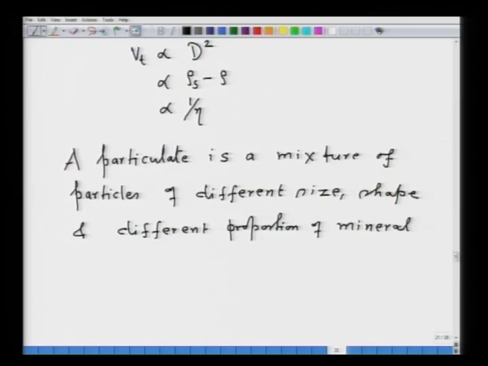When you say a particulate, it is in fact the milled product which is subjected to concentration technologies for recovering the valuable mineral. That feed you can call a particulate. In that particulate, there are particles of different sizes, shapes and different proportions of mineral. Also remember, we never separate the mineral, we separate particles containing mineral. They are two different things.